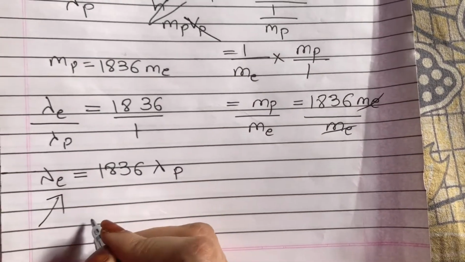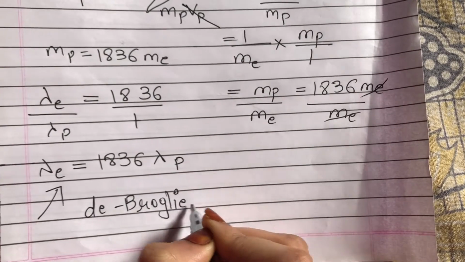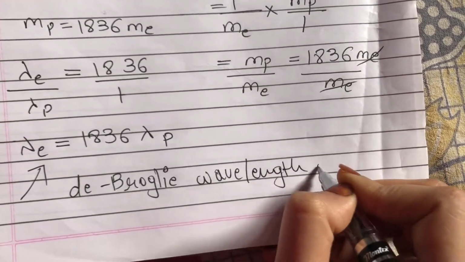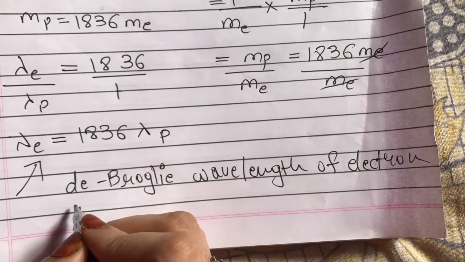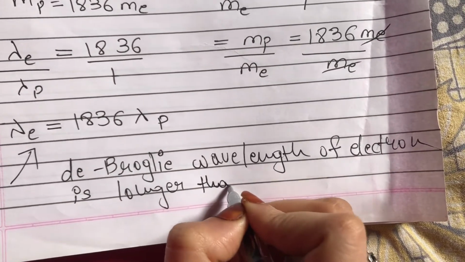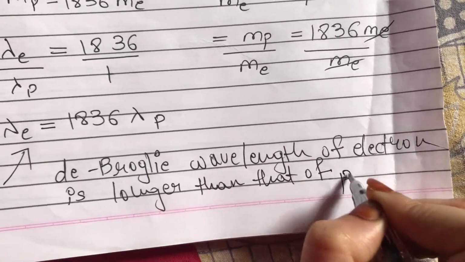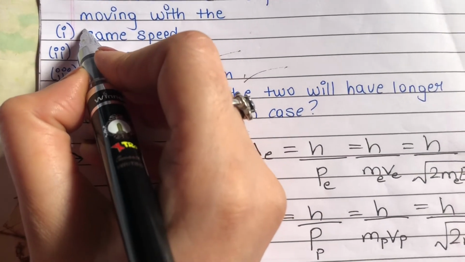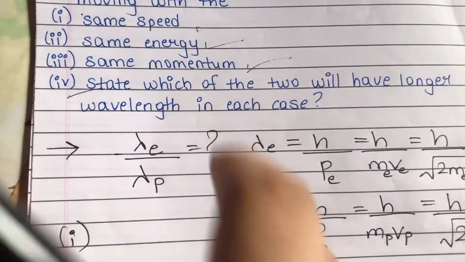So in this case, we will be writing: de Broglie wavelength of electron is longer than that of proton. Okay, so here we have completed the first case and the statement related to the first case.